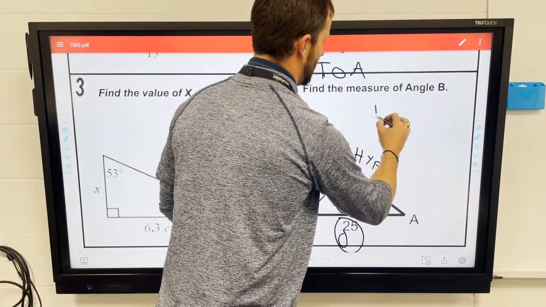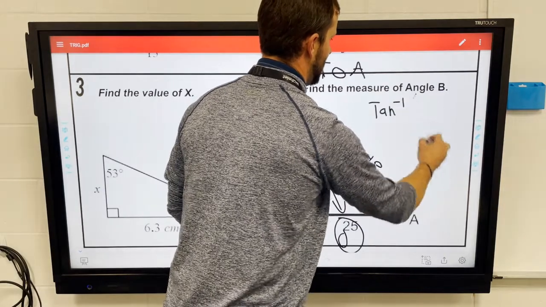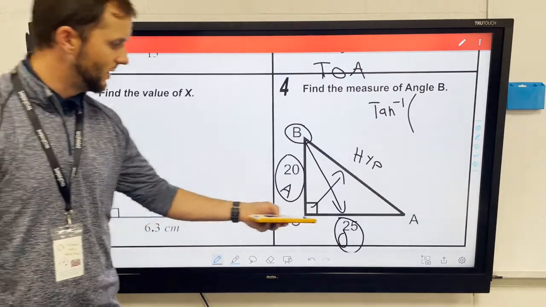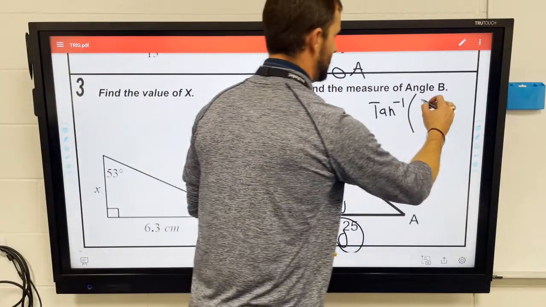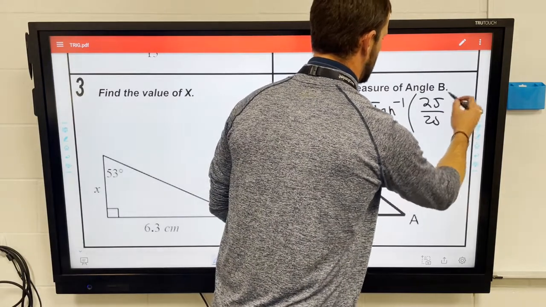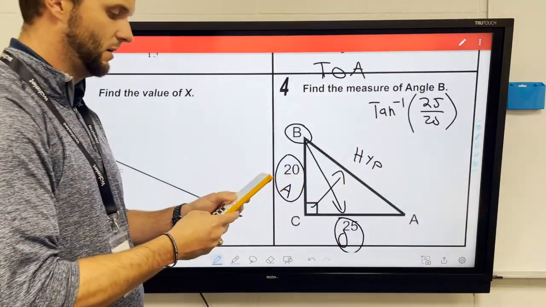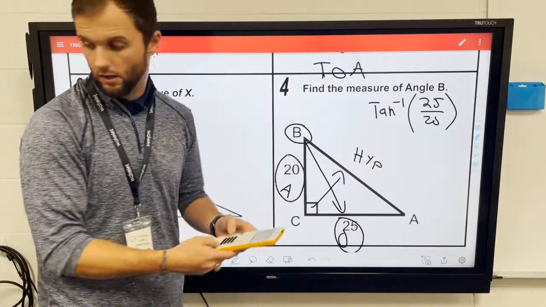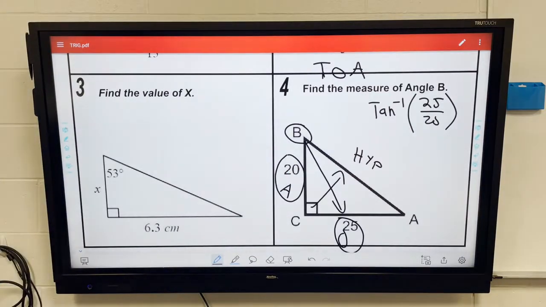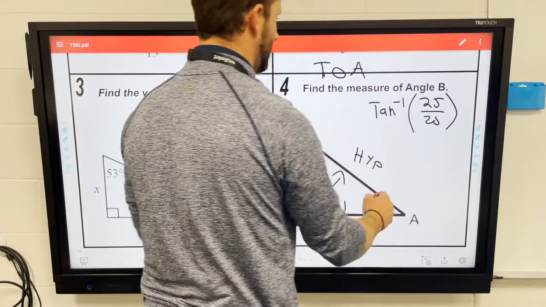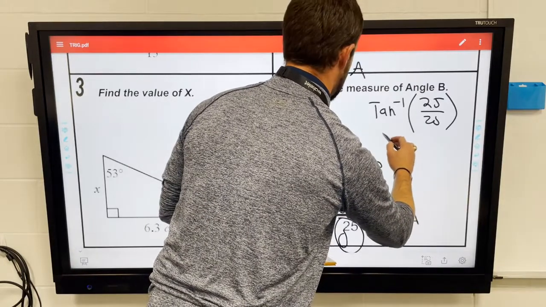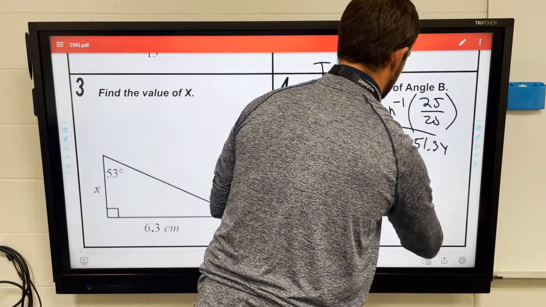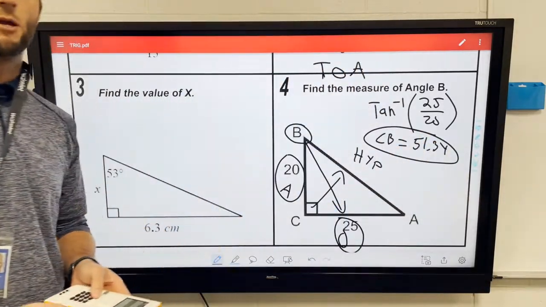So in my calculator, I'm going to type tangent raised to the -1 power, and then inside the parentheses, I'm going to put the ratio, so opposite over adjacent. That would be 25 over 20. So in my calculator, I'm going to go trig, tangent -1, and type in 25 divided by 20. And whenever I click enter, that's going to give me the angle measurement of 51.34. So that means angle B is going to equal roughly 51.34 would be your rough angle measurement, okay?